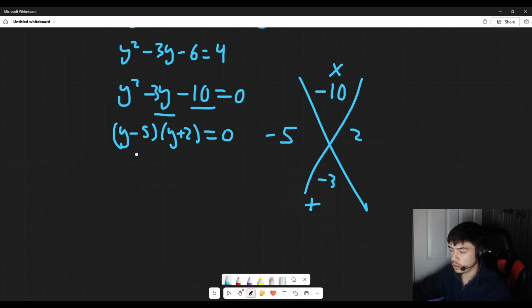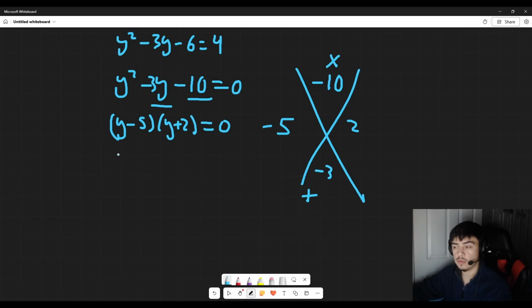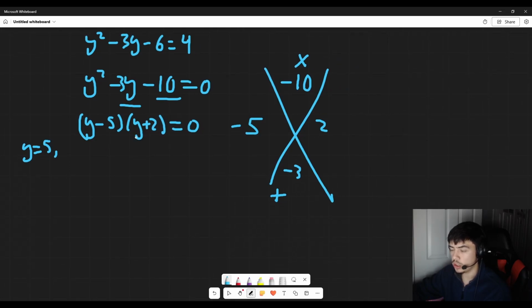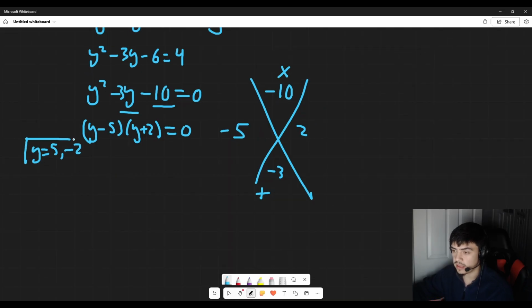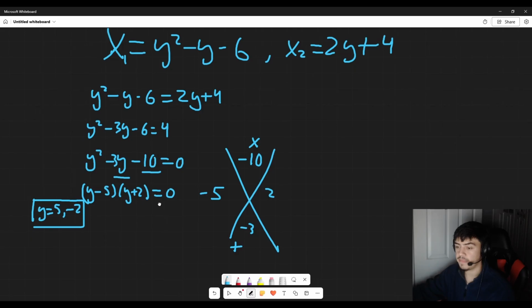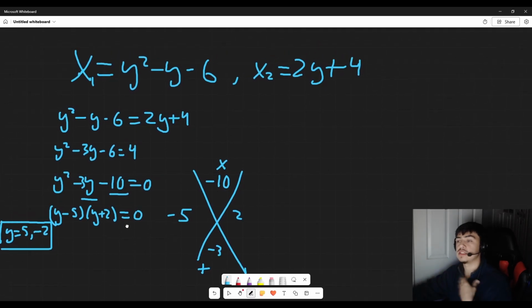Looking at this first part, what would make this equal to 0? Y equals 5 would make it equal to 0, right? 5 minus 5 is 0. So one of our values is going to be 5. And looking at this other one, it needs to be negative 2, right? Negative 2 plus 2 is 0. 0 times whatever this is equal to is 0, meaning that our other value is going to be negative 2, meaning that this is our bounds of integration. This is where these two curves intersect. So now, that's the hardest part out of the way, I would say.